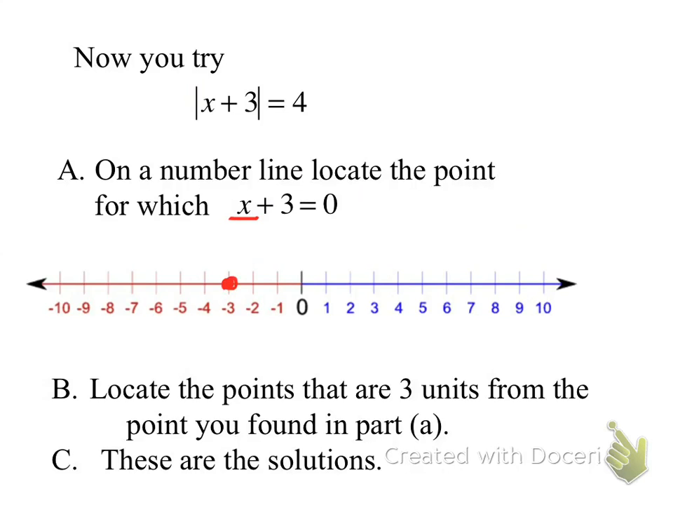I want to hear from somebody I haven't heard from today. Andy, what am I going to do next? Andranique. Put the point in 1, 4 units to the right, and -7, 4 units. Notice 1, 2, 3, 4. 1, 2, 3, 4. So my solutions are -7 and 1. And that is today's lesson.